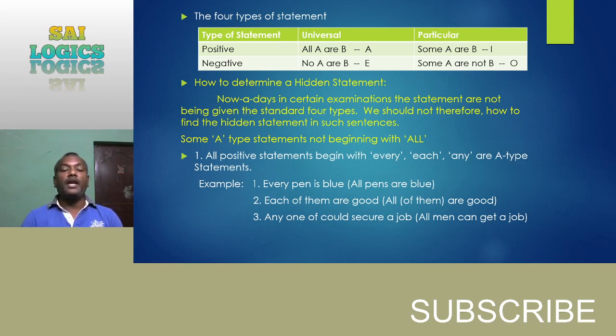And the third example: any one of you could secure a job. Any one of you means everybody of you. So it is also giving 100% in a positive sense. So we need to place "all" and we can write it as all men can get a job. So this is how to understand it properly. When a positive statement begins with every, each, any, it is to be called an "all" type of statement, represented by A.